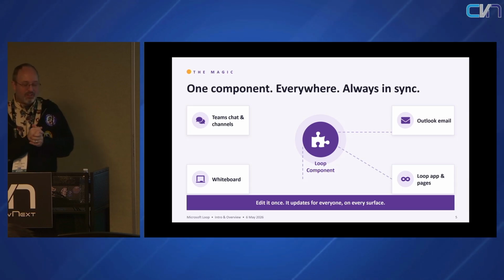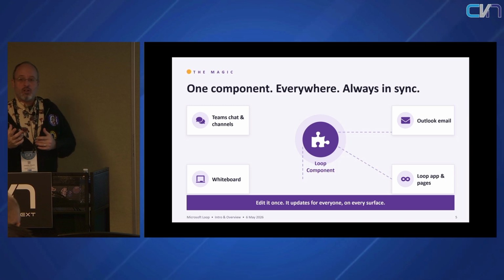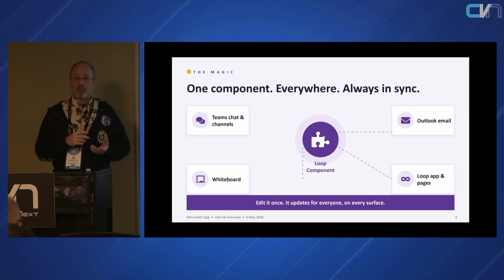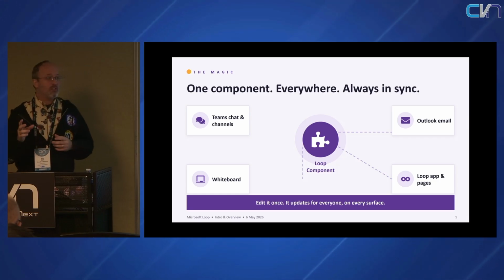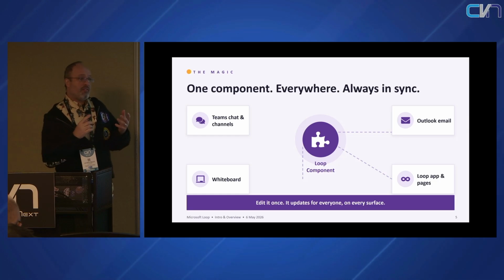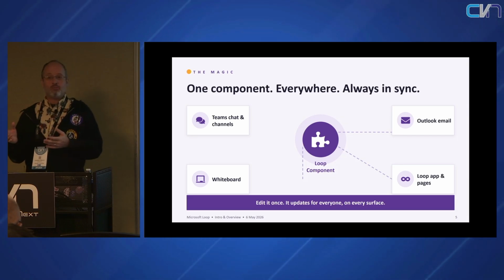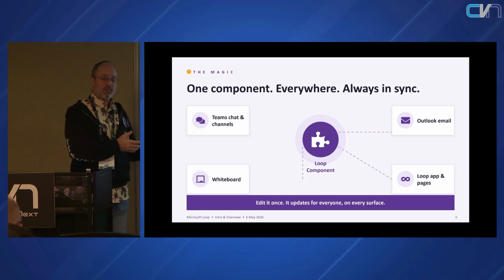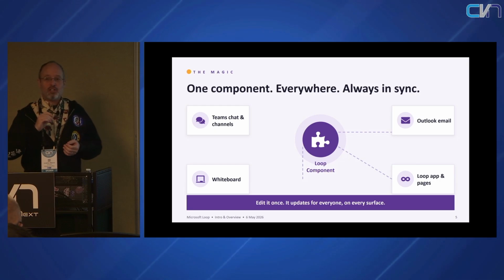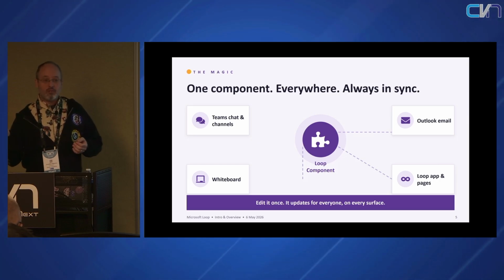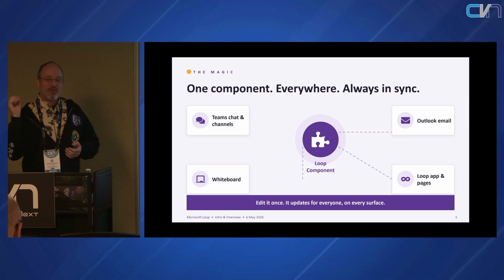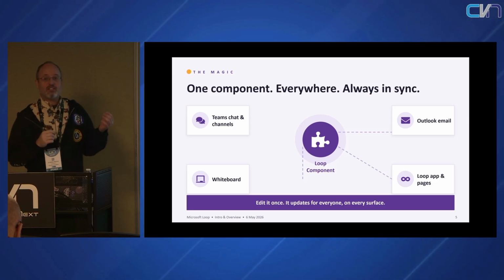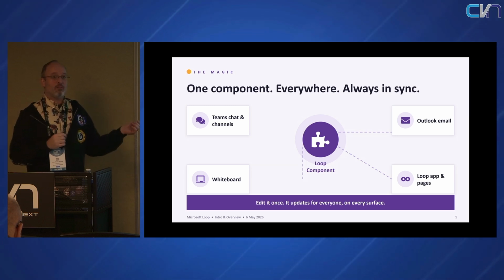So loop components, it's one component everywhere, always in sync. What I really enjoy about loop components is it doesn't matter where I copy and paste that same component, it's live. So if I have that component in Whiteboard, Teams, and in an Outlook email, and I make a change in that component in any one of those, or in OneNote, for the OneNote people, if I make a change in the loop component in any one of those places, it is near instantaneously updated in all of the rest of them.